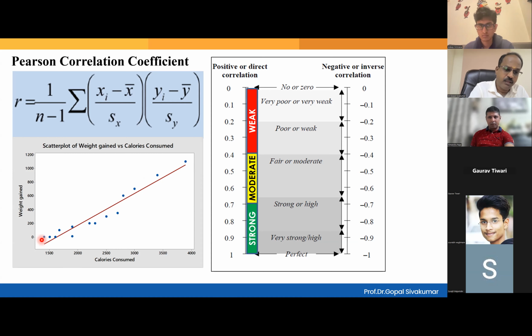Perfect means strong, perfect. We can say strong. Moderate. So now there is a contradiction. Somebody says strong, somebody says moderate, because the tool used is your eye judgment, isn't it? Your eye is the tool now. For some of you it looks like strong, for some of you it looks like moderate. So we have to break this difference of opinion. To break this, we have a formula. Can you see a formula here?